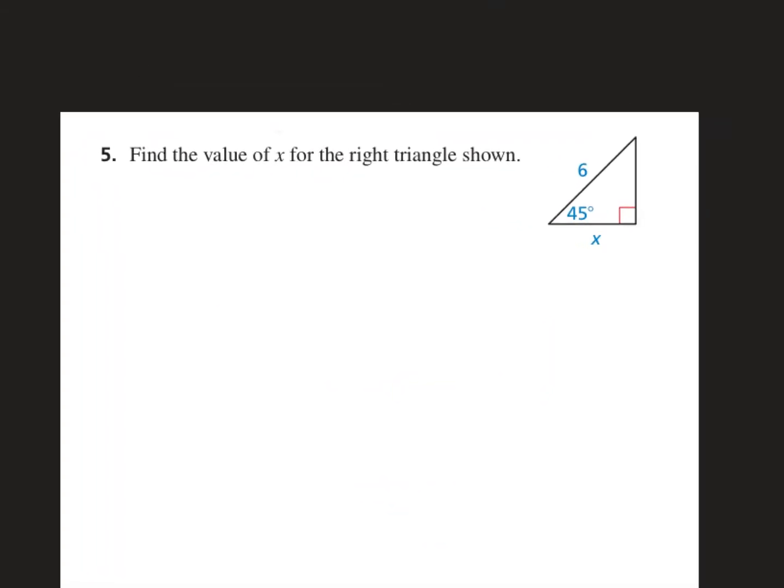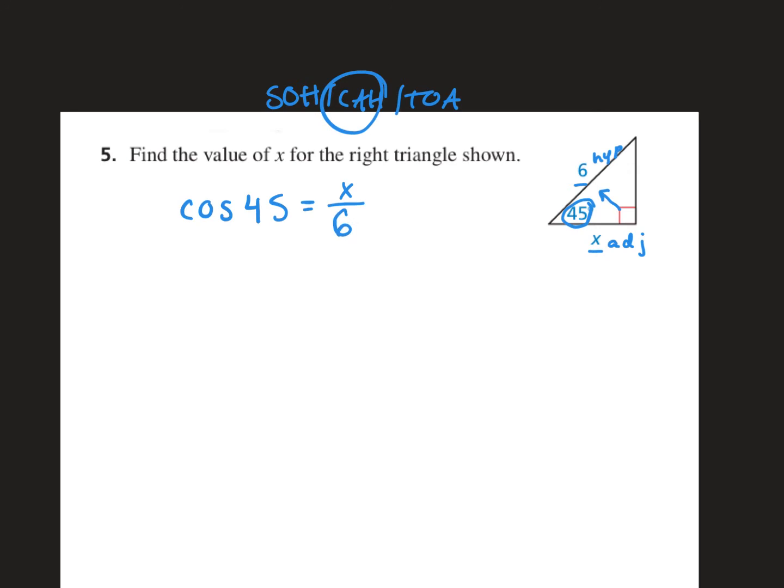For number 5, find the value for x for the right triangle shown. So we're doing the same thing. We need to see what x and 6 are in relation to our angle here. So x is right next to it, so this would be adjacent. And opposite of our 90 degrees is our hypotenuse. So again, we have adjacent and hypotenuse. We can look at our SOHCAHTOA. We know that cosine involves adjacent and hypotenuse. So we could say the cosine of 45 is equal to adjacent, which is x, over hypotenuse, which is 6.